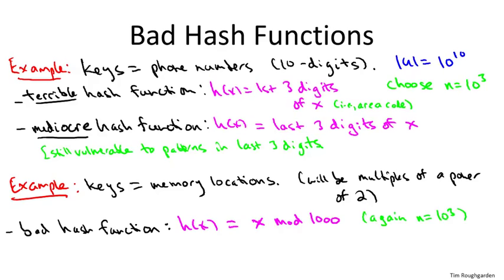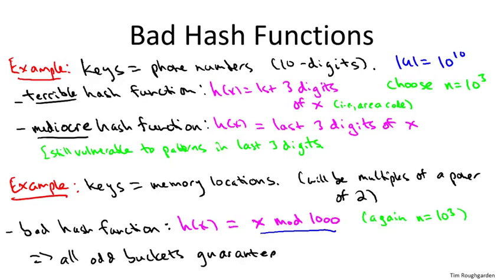So in this case, it means if you write out x in base 10, then you just take the last 3 digits. So in that sense, this is the same hash function as our mediocre hash function when we were talking about phone numbers. We discussed how the keys here are all going to be memory locations, so in particular they'll be even numbers. And here we're taking their modulus with respect to an even number.